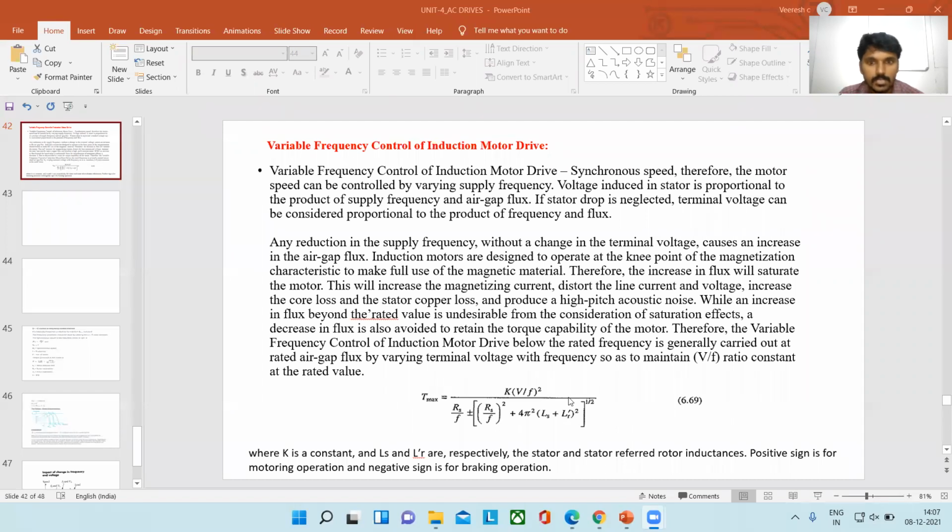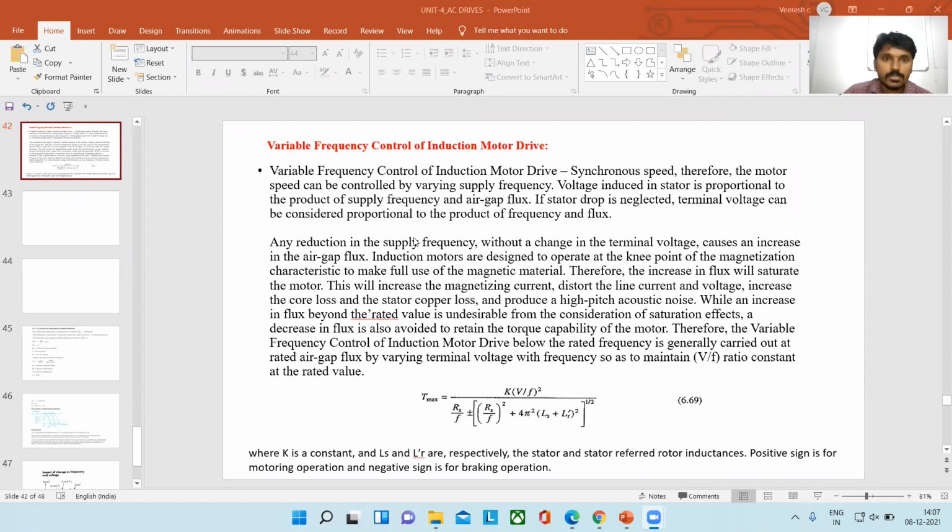In the previous lecture, what have we discussed? We have seen some torque equations and some torque and frequency relations. Today we are going to see variable frequency control of induction motor drives.